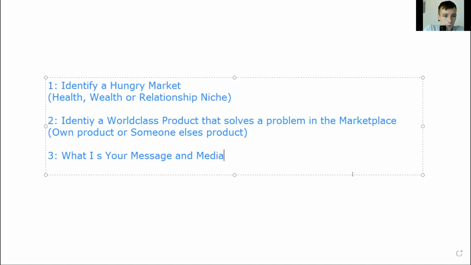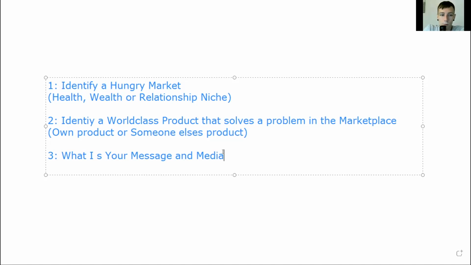So for me, my hungry market is affiliate marketers, people who are starting their own affiliate business and want to learn affiliate marketing. Identifying a world-class product, that's going to be Affiliate Marketing Academy for me. And then what is the message going to be? The message is, can you build yourself a connector hub-based business model? Not what everybody else is teaching you out there, but a connector hub-based business model. And we're using a webinar funnel and YouTube ads. And it's really, really cool.